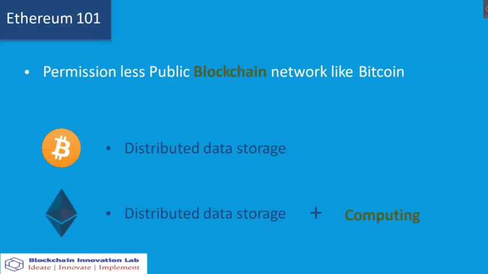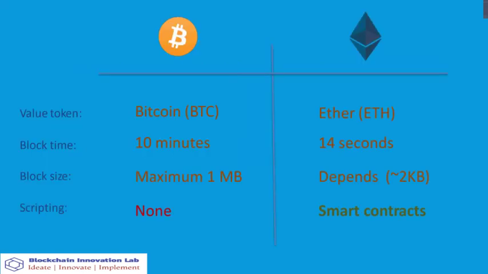So you have a permissionless public blockchain network like Bitcoin. You have two different kinds again in a public blockchain: permissioned and permissionless blockchain. You have distributed data storage, distributed data storage plus computing here. And these are the things which you need to make a note of. Please make a note of this value token.